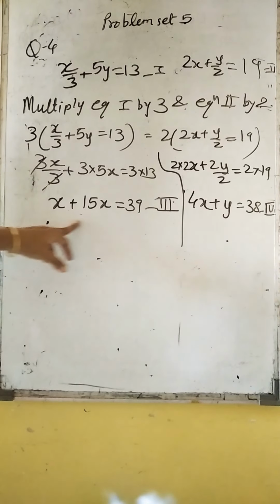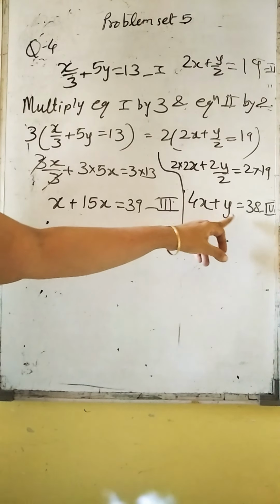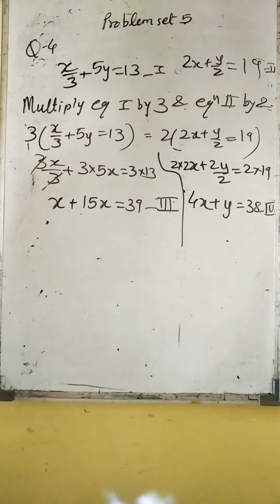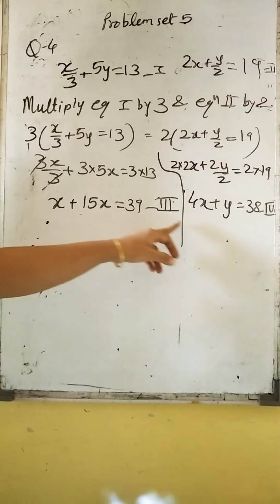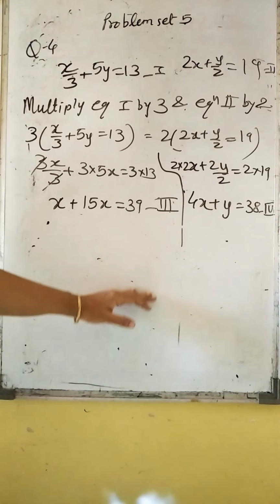Now this equation you can solve further. So 4x plus y equal to 38. That will become your second equation. So now further solving of the equations you know.